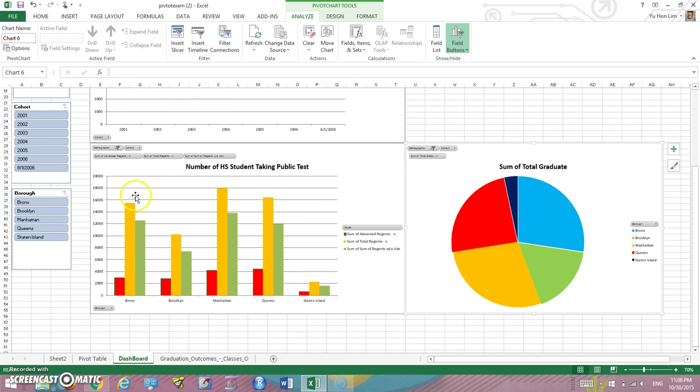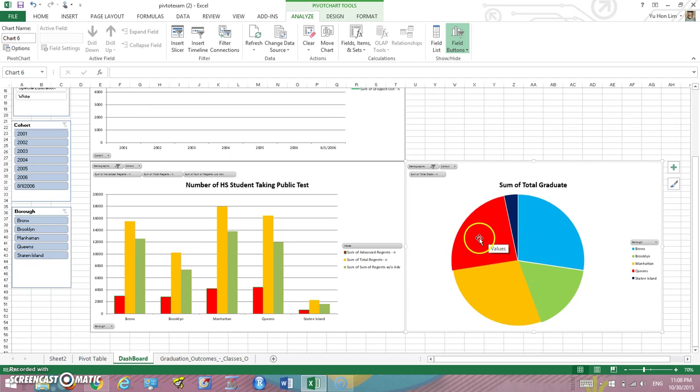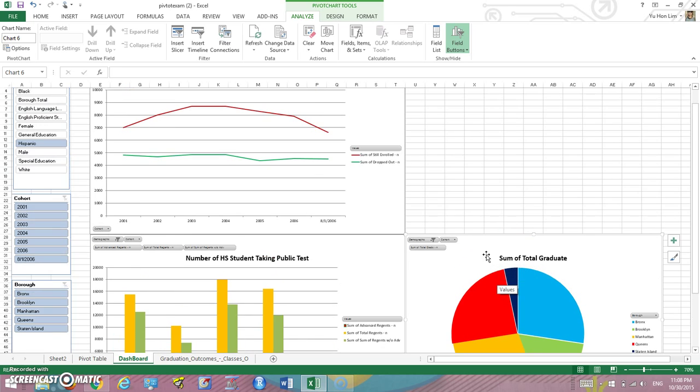And now let's look at the number of students taking the Regents test. As we can see, the Hispanic students in the Bronx, Manhattan, and Queens are about the same amount taking the Regents test, but only one seventh of Hispanic students are taking the advanced Regents test. These three boroughs, Bronx, Manhattan, and Queens, have almost the same graduation rates.